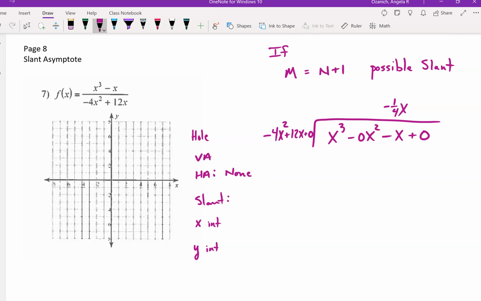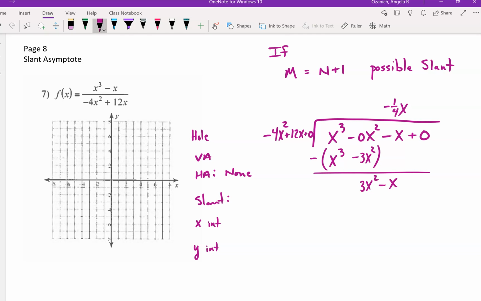Okay, so we're going to go ahead and multiply, get x cubed. When we multiply negative 1/4 x by plus 12x, we get a negative 3x squared. And remember, I'm subtracting. The x cubed terms go away. I'm subtracting a negative 3x squared, so I get a positive 3x squared.